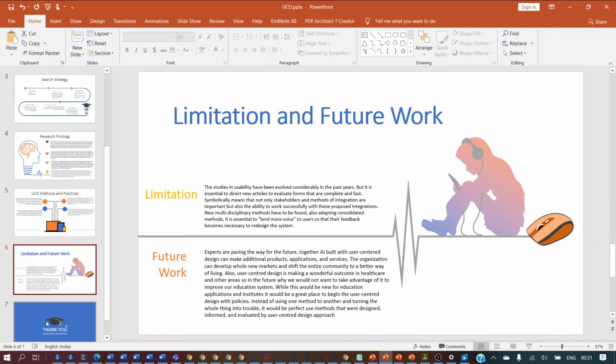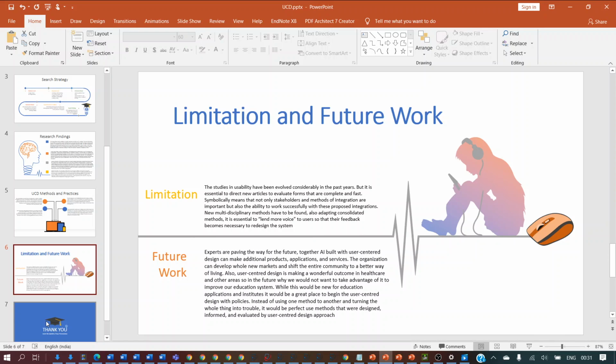The studies in usability have evolved over past years, but it is essential to direct new articles which evaluate in a complete and fast way, which means that not only stakeholders and methods of integration are important, but also the ability to work successfully with the proposed integration. And also new multidisciplinary methods need to be found, where it's essential to lend more voice to the users, because user feedback is very important and it has become necessary in the systems.